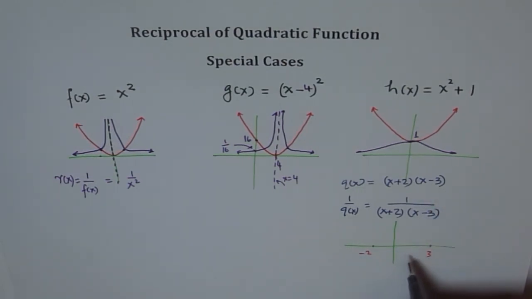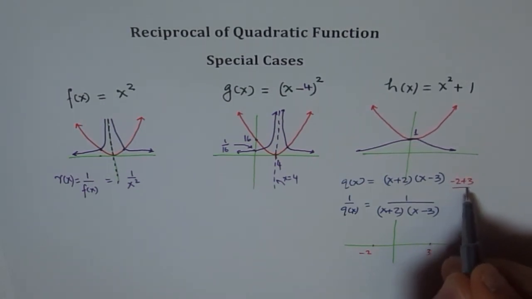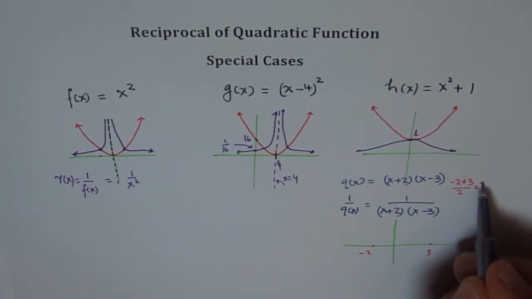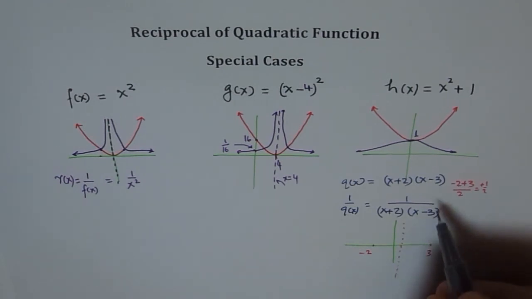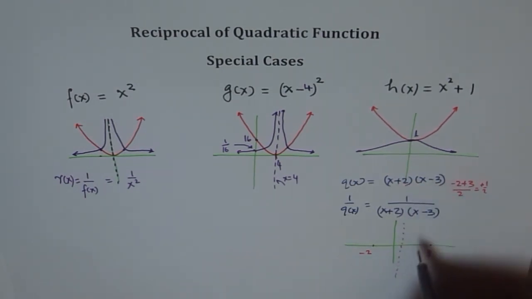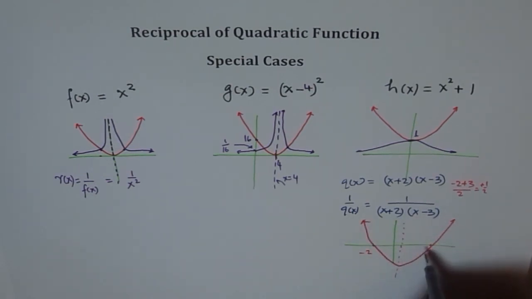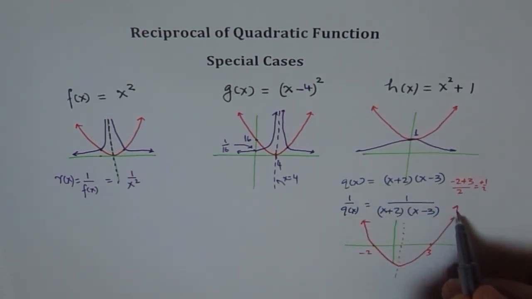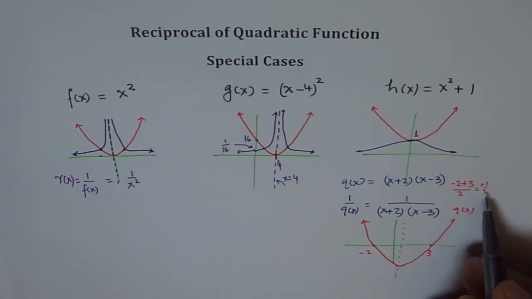Sorry, adding them: minus 2 plus 3, divided by 2, will give us plus half, right? So at half, I have a vertical asymptote. Is it okay? And the value will be 2 times 3, 6. So let's say this is my graph of the parabola, which represents this function q(x). Well, this value is half and 6, right?